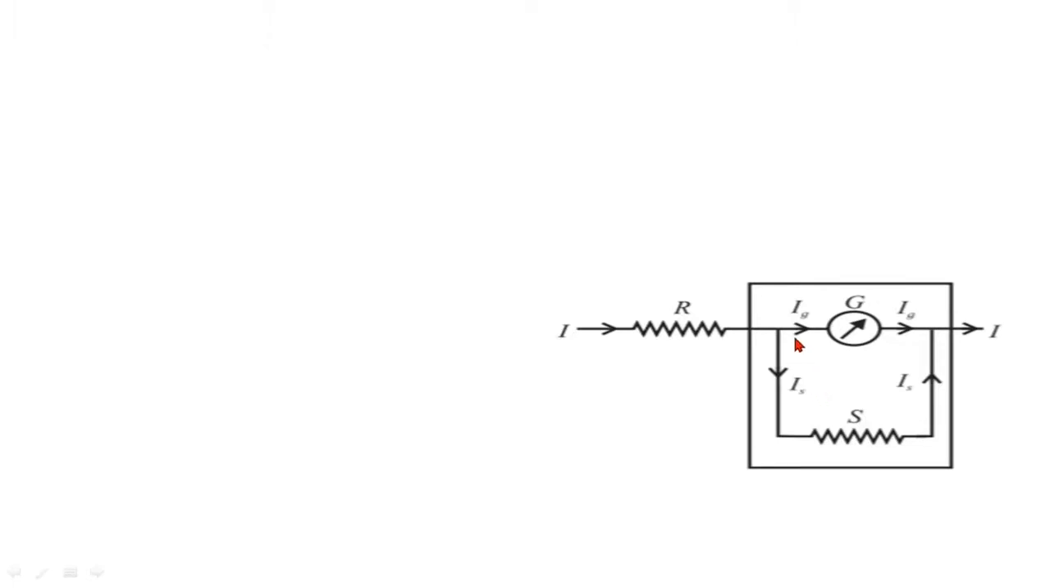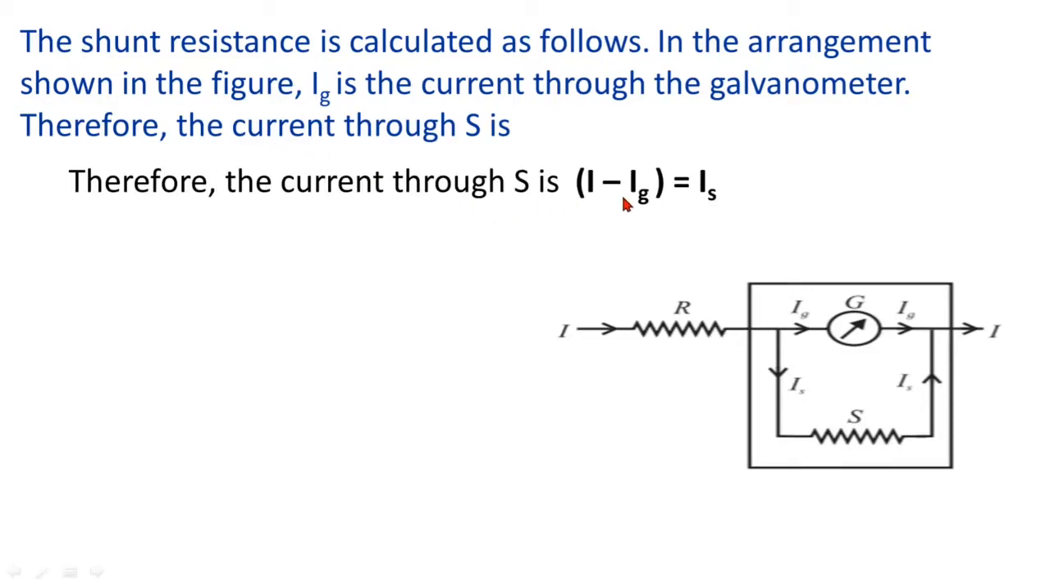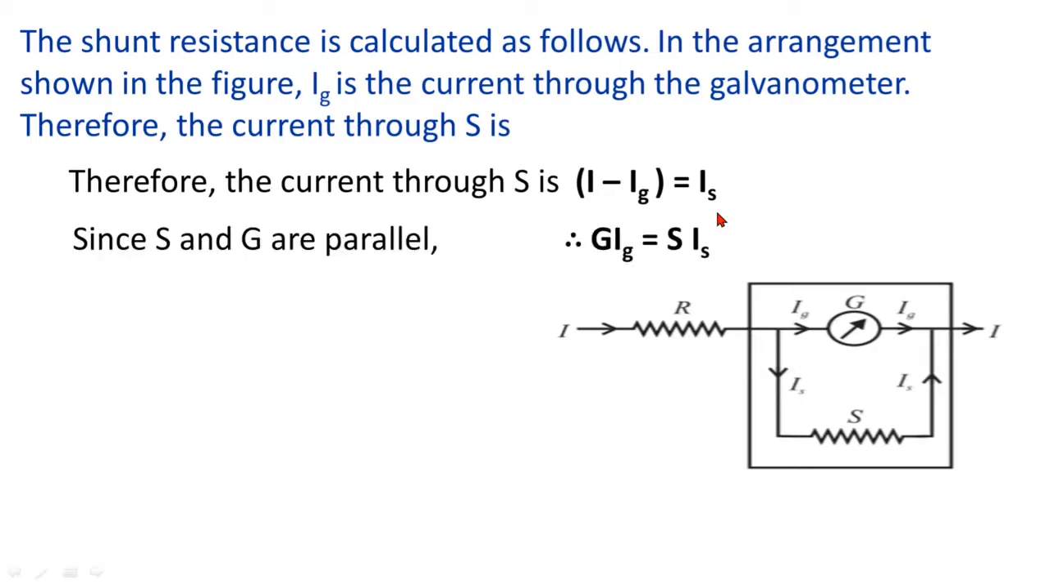In this diagram, Ig is the current flowing through the galvanometer, and from this junction point, Is is the current flowing through the shunt resistance S. The total current entering at the junction is I. Therefore, the current through S is I minus Ig, which is equal to Is. Total current entering at the junction is I, Ig is passing through the galvanometer and Is is the current through the shunt resistance. Therefore, Is is equal to I minus Ig.